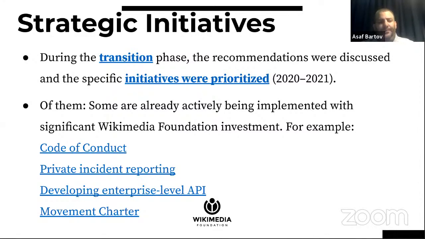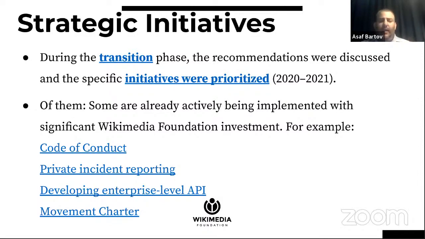And the movement charter, which is, I think, one of the most important developments or initiatives from the strategy in its foundational role, its infrastructural role, for all the other changes that we want to see, all the sharing of power, the decentralization, the roles and responsibilities are to some extent going to be encoded or framed or bounded by the movement charter.